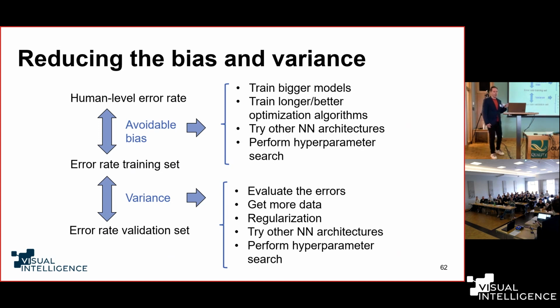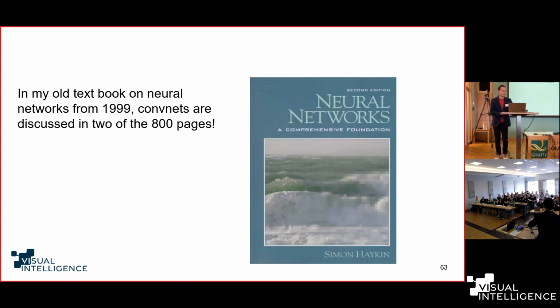Okay, an interesting thought. When I was a student back in the 90s, we had this textbook, Neural Networks by Simon Haykin, an 800 page thick Bible that we were reading. Two pages on convolutional neural networks. That was the LeNet-5 architecture describing that.